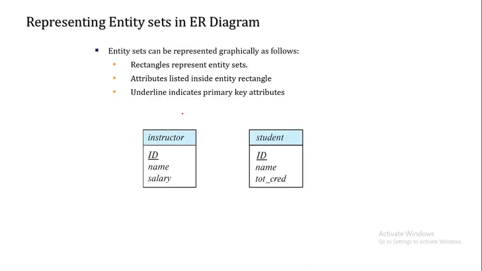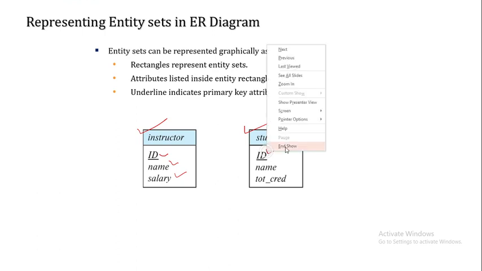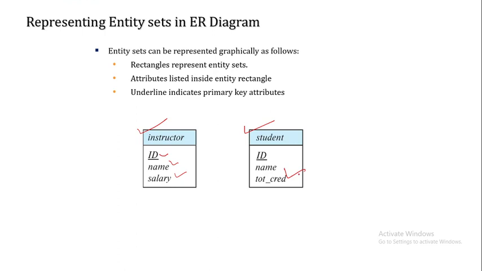Now it's very important how we represent an entity set or entity in an ER diagram. As I already mentioned, an ER diagram gives us a pictorial representation of a database. As we discussed in our previous example, we have two different entity sets: the instructor entity set and the student entity set. The instructor entity set has three attributes: ID, name and salary. The student entity set has three attributes: ID, name and total credit.